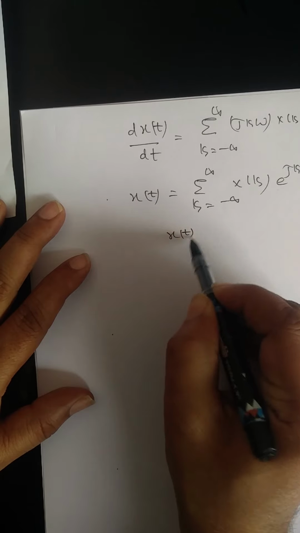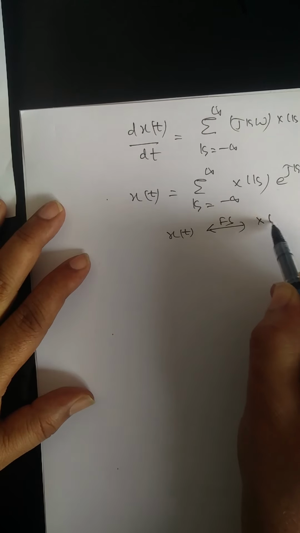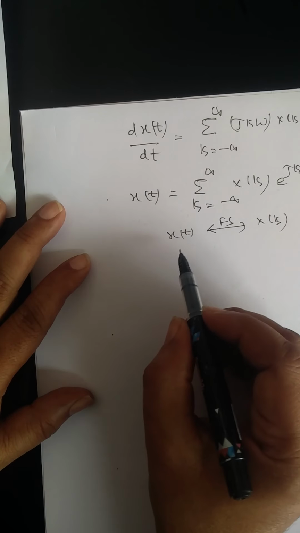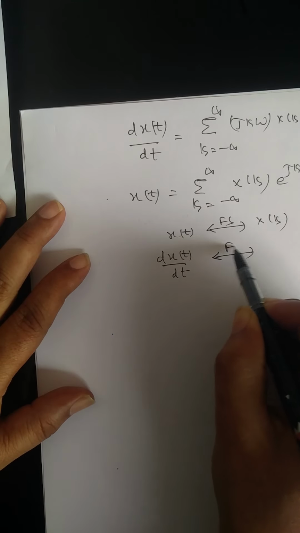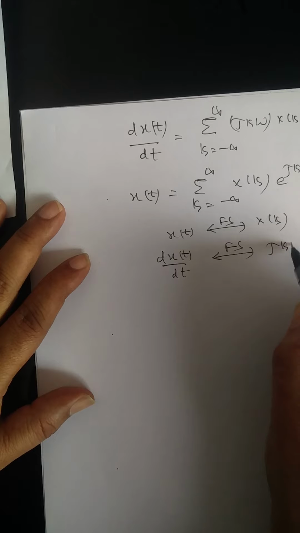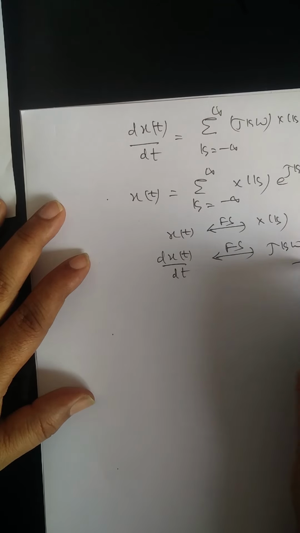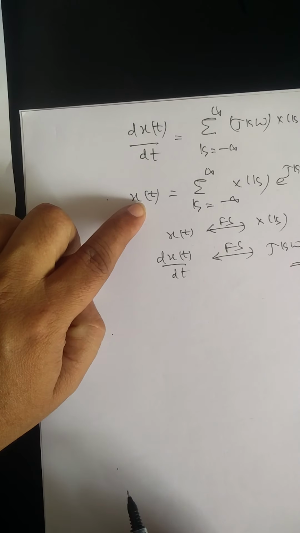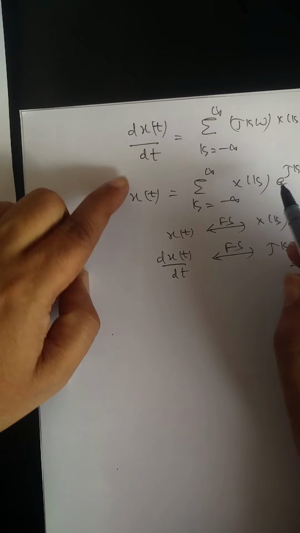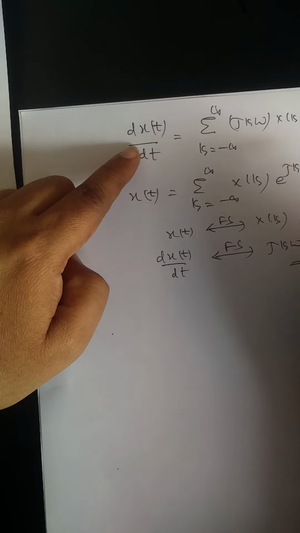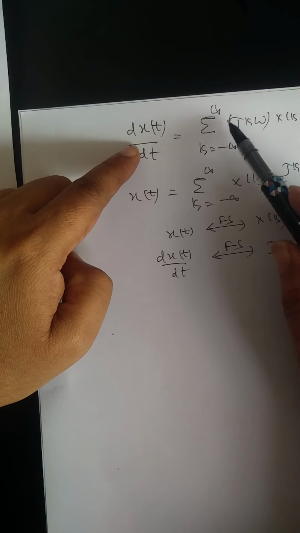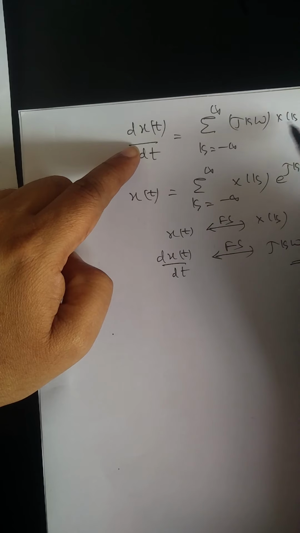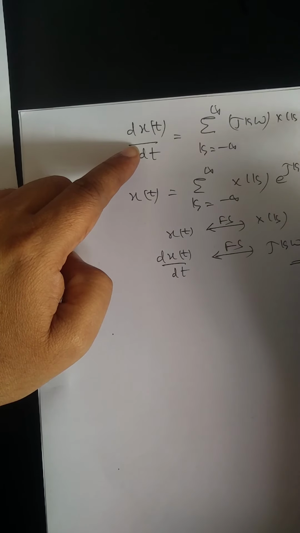If x of t has Fourier series x of k, here, if it is the differentiation of x of t, its Fourier series is j k omega into x of k. Here x of t is there, and its Fourier series is given by this equation. Here instead of x of t, you have the differentiation of x of t. The differentiation of x of t has its Fourier series given by summation of k from minus infinity to plus infinity of j k omega into x of k e to the power of j k omega t. Okay.